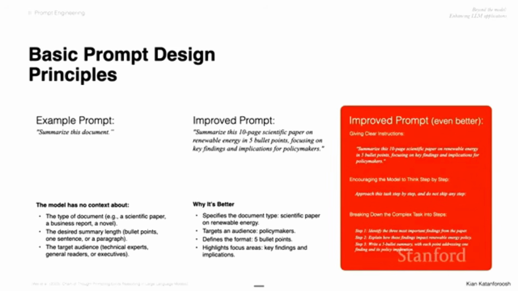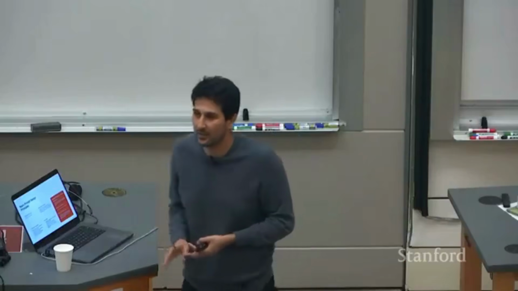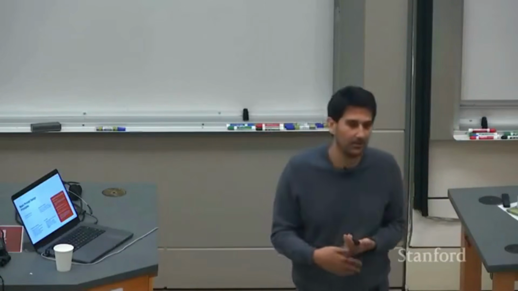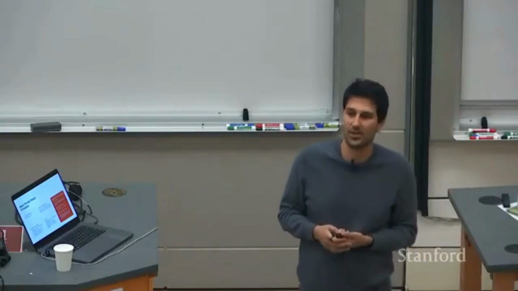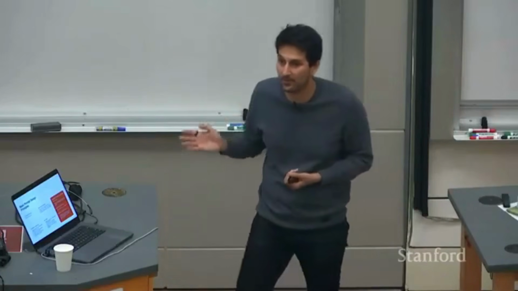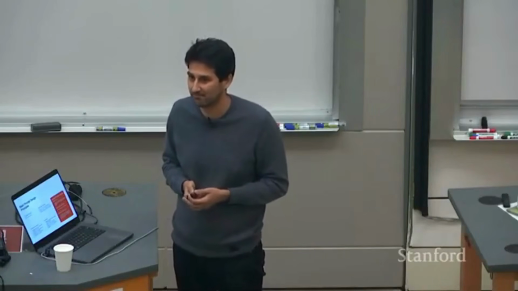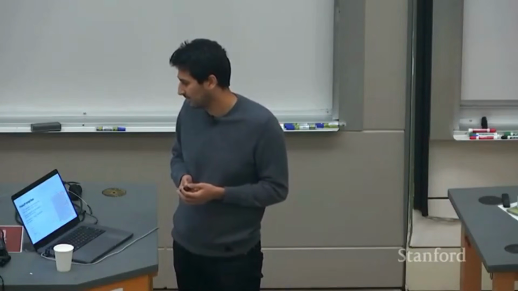And then you give it some steps such as step 1, identify the 3 most important findings. Step 2, explain how each finding impacts renewable energy policy. Step 3, write the 5 bullet summary with each point addressing a finding, etc. So, chain of thought. I linked the paper from 2023 that popularized chain of thought. Chain of thought is very, very popular right now, especially in AI startups that are trying to control their LLMs.